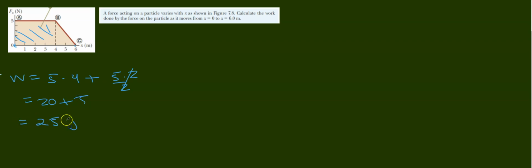All we have to do is find the area under the curve, which is the area of this rectangle, 5 times 4, plus the area of this triangle, which is 5 times 2 over 2. So this gives us 20, and this gives us 5. So the work will be 25 joules. Nice, that was simple enough.